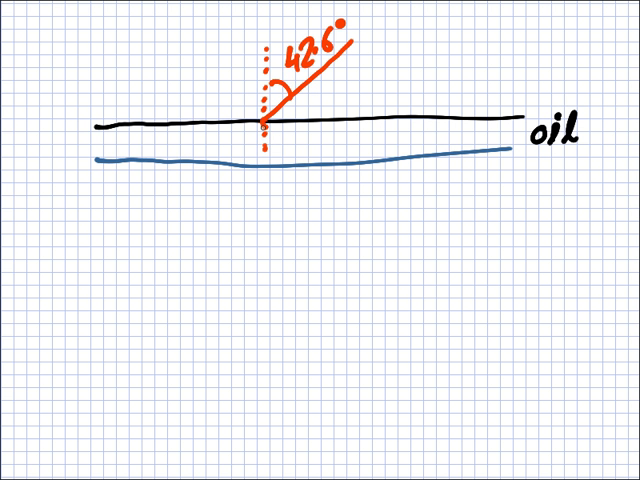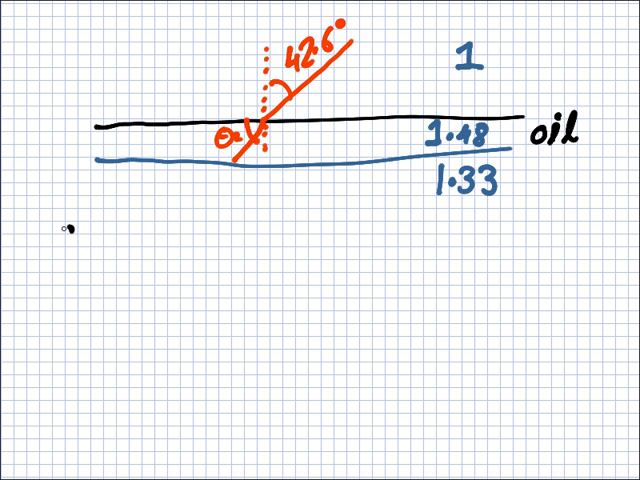Refractive index of air, 1. Refractive index of oil, 1.48. Refractive index of water, 1.33. Determine the angle of refraction of the ray as it enters the oil. Okay, so that's this angle here. So that's theta 2.